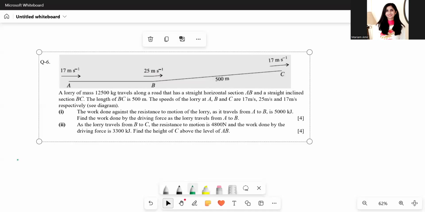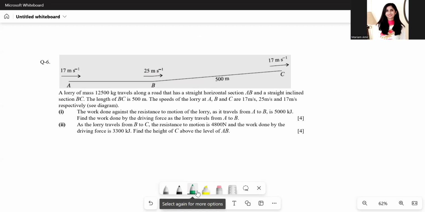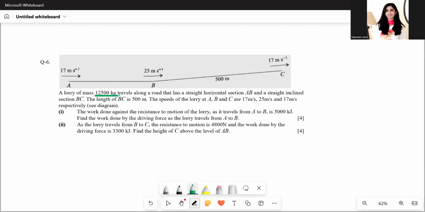Number 6, a lorry of mass 12,500 kg travels along a road that has a straight horizontal section AB and a straight inclined section BC. The length BC is 500 meters. The speeds of the lorry at A, B, and C are 17, 25, and 17 respectively.